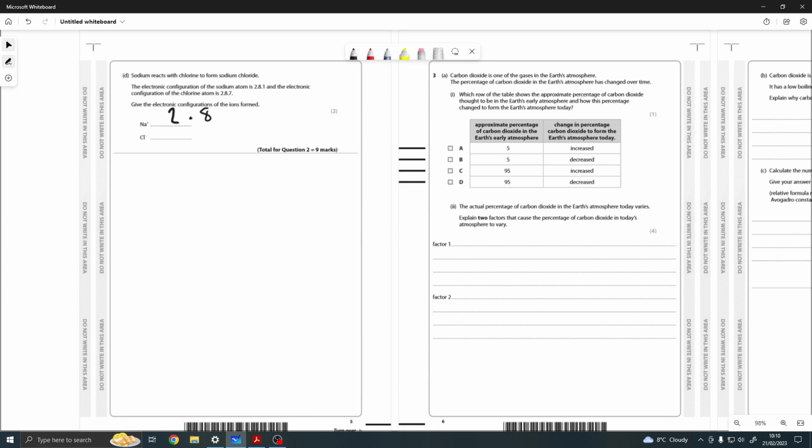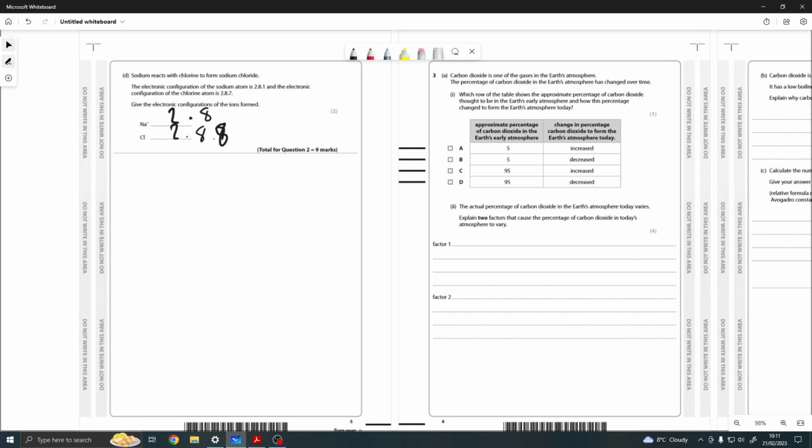Now, what about Cl though? It's got 7. It's not going to lose 7. It is in fact going to gain 1. So that will be 2.8.8, sorry, 2.8.8, what am I thinking? So it's gained 1. It goes from 2.8.7 to 2.8.8. Brilliant. Now, carbon dioxide is one of the gases in the Earth's atmosphere.